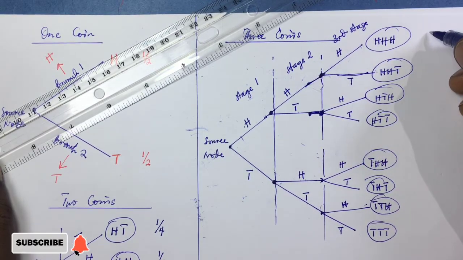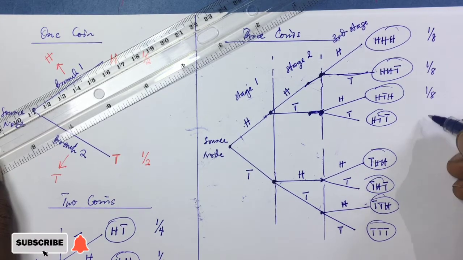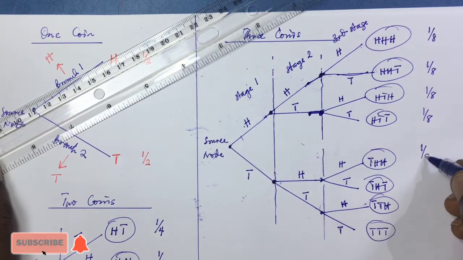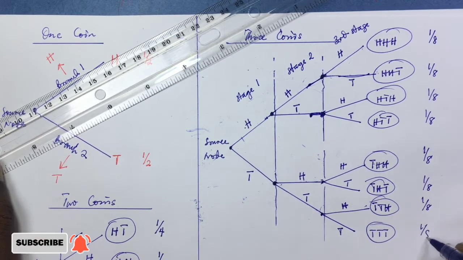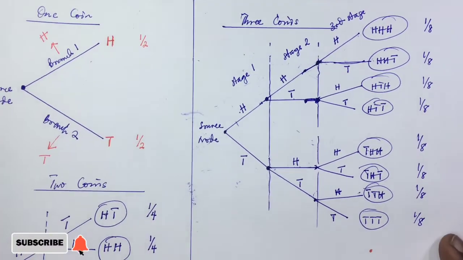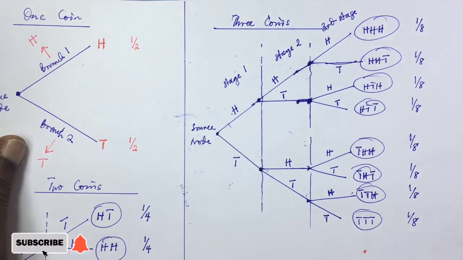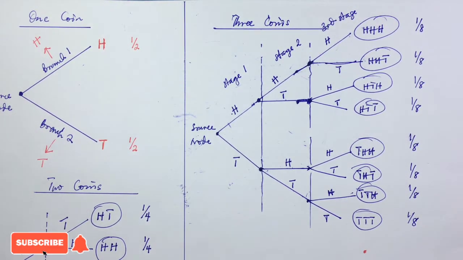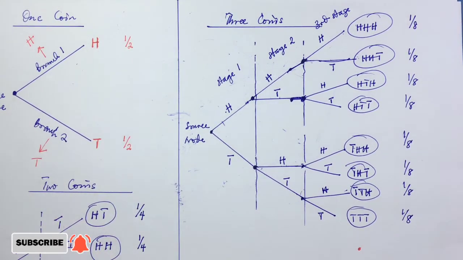Now, what will be the accompanying probabilities? Each of these outcomes will have probabilities of 1 over 8. So putting these up gives you what is called the probability tree for this random experiment. Now, let us move on. You could try your hands on probability trees for 4 coins, 5 coins in a similar manner. It may become very tedious to do so, but you will actually get a diagram like this.